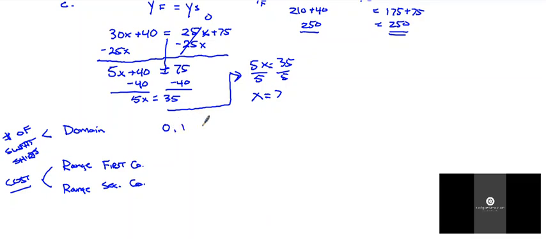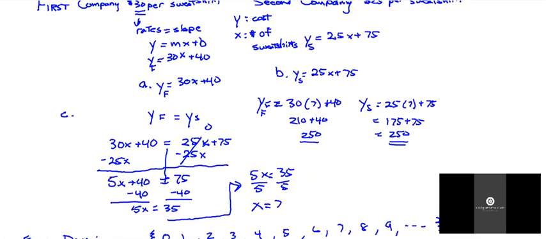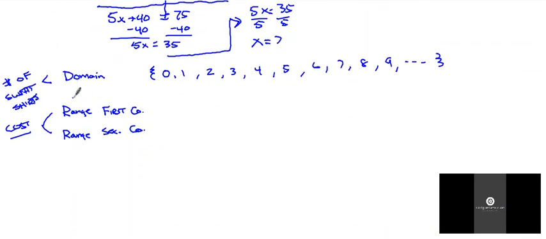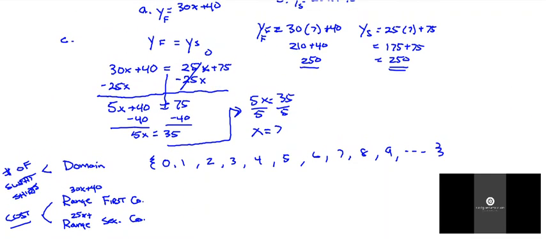What are these numbers? Okay, so the domain is just the number of shirts: 0, 1, 2, 3, 4, 5, 6, 7, 8, 9, and so on and so forth. Okay, put that in set notation. There's the domain. And the range, well, think about this. Look at the 2 equations. First company was 30x plus 40. Second company was 25x plus 75.